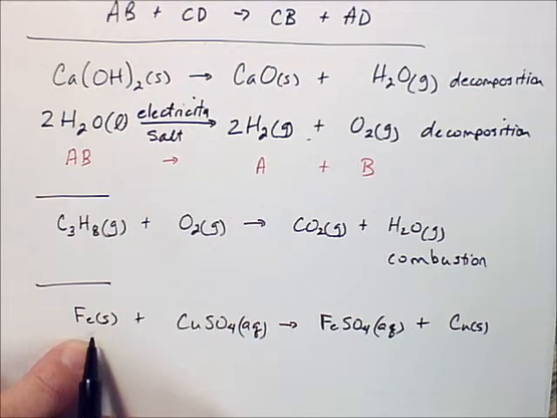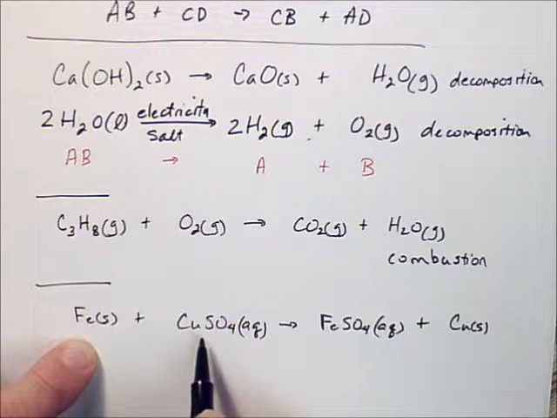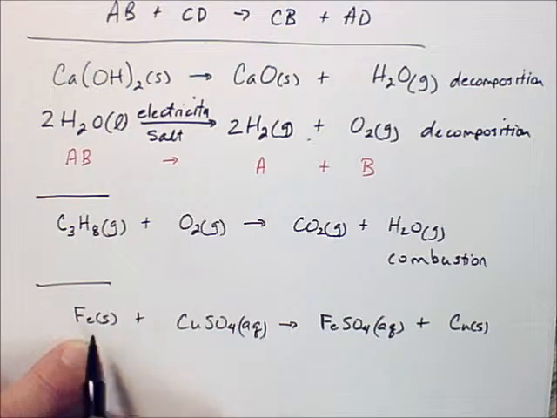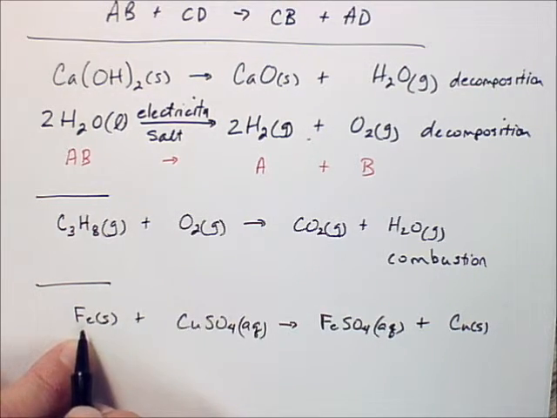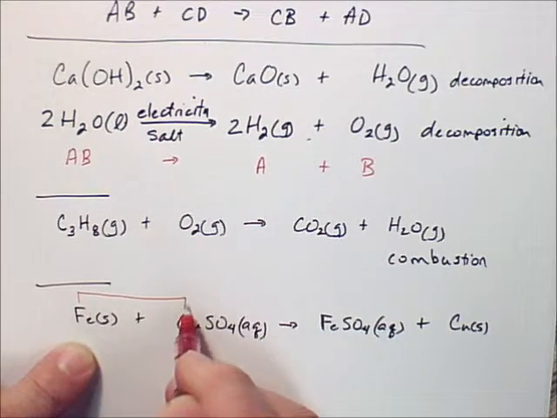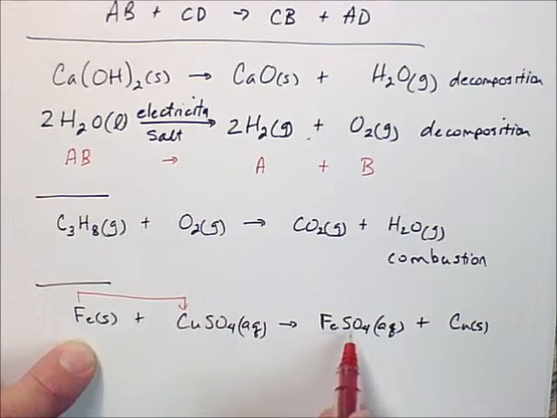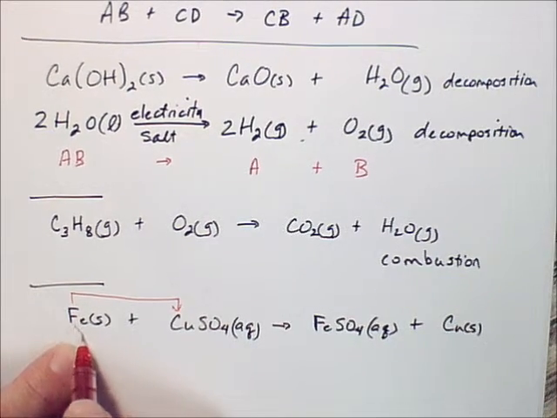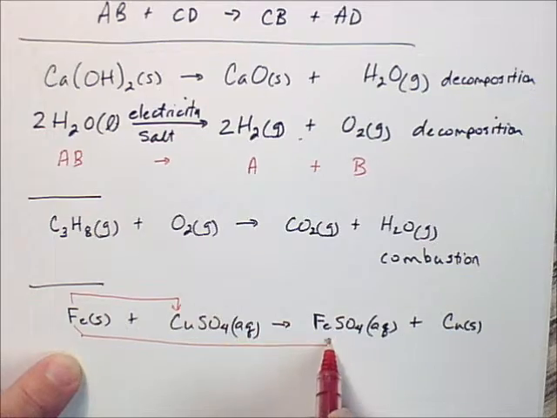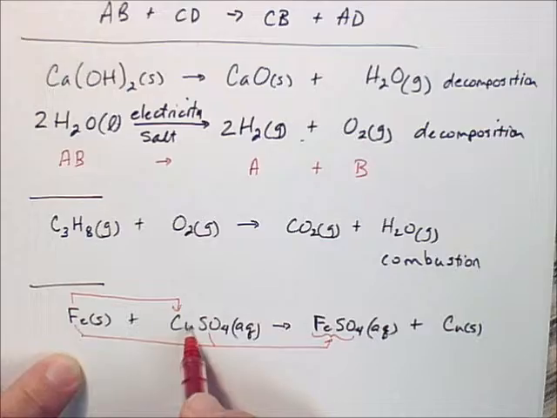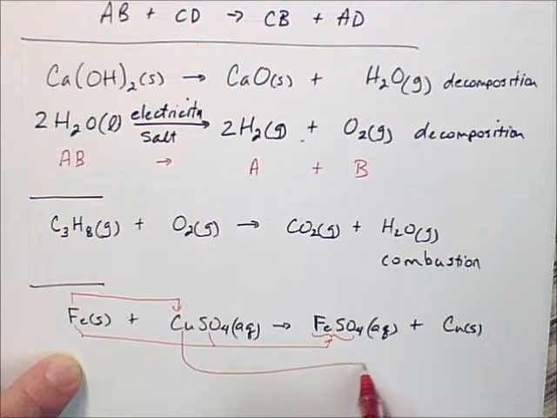So what I have is an element by itself, a compound that contains a metal. This is also a metal. So that's an element that's like this one. And this element here goes over and kicks that out. And then this element and the back part of this compound end up together. So this and this join up together to make this. And it kicks this one, Cu, out by itself.